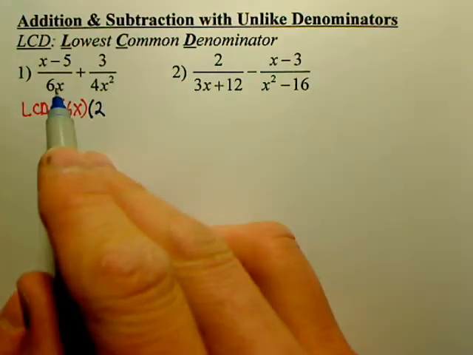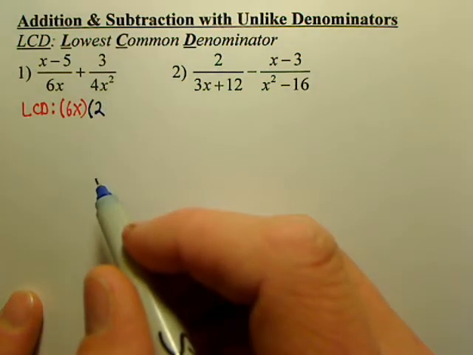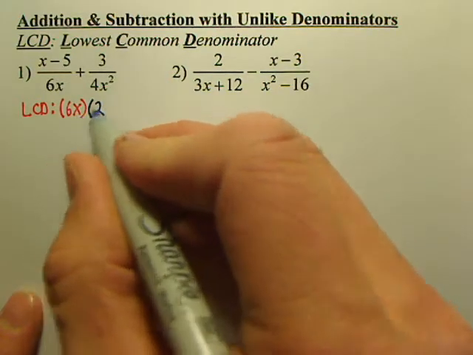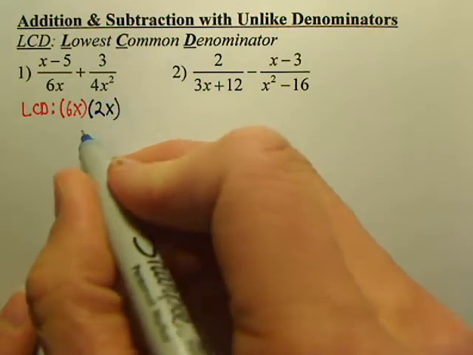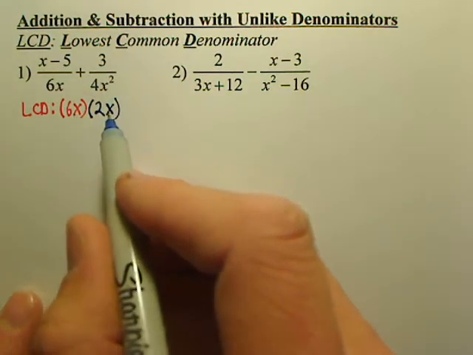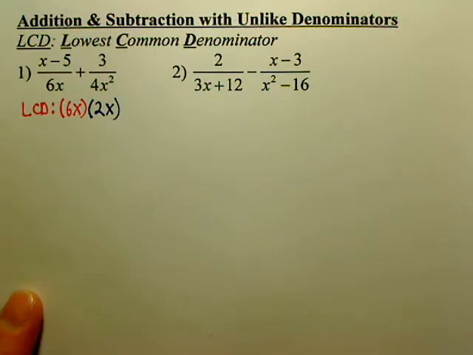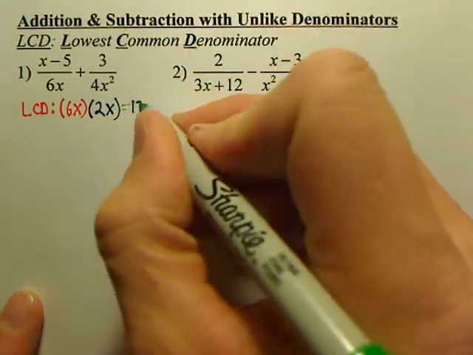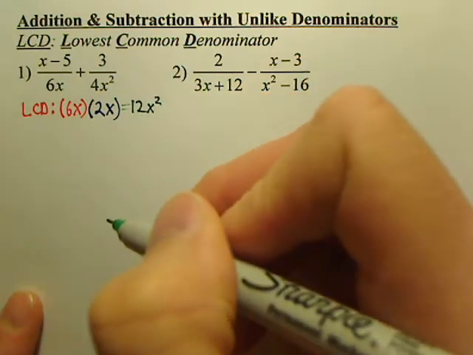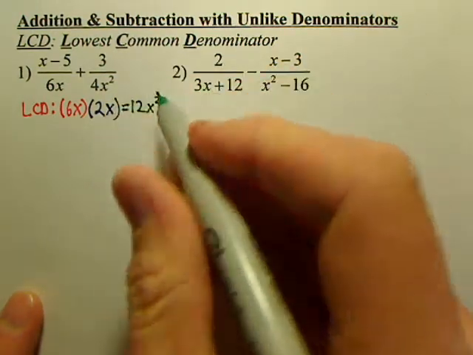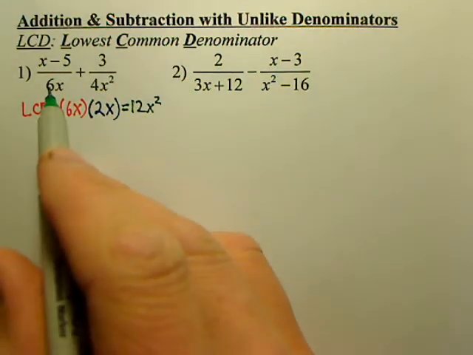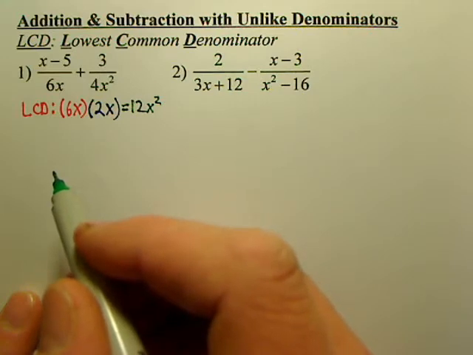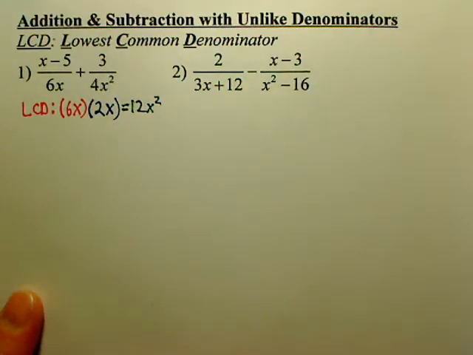Second of all, I need something that x and x squared will both go into. Hopefully you could catch on that that'd be x squared. So I need another x. So 6x times 2x is going to be 12x squared, which is going to be your LCD. That is the lowest common denominator. Now you could just multiply 6x times 4x squared to get 24x to the third, and that is a common denominator. But it helps to get the lowest common denominator.